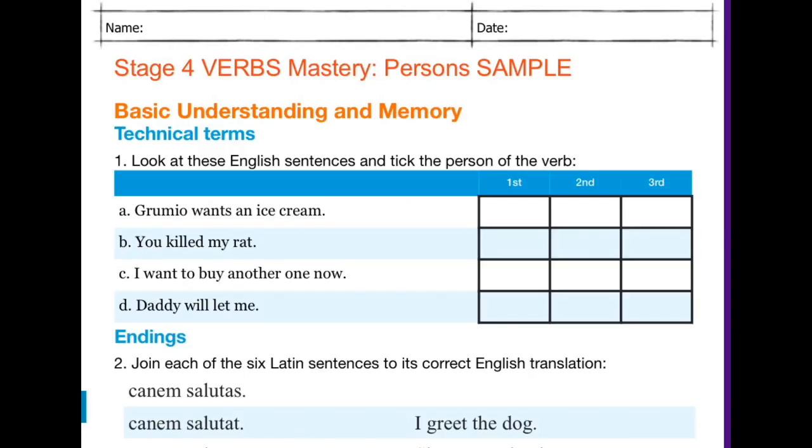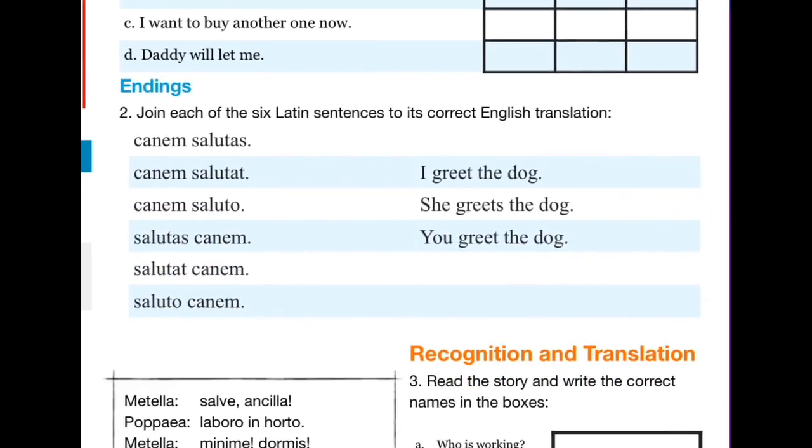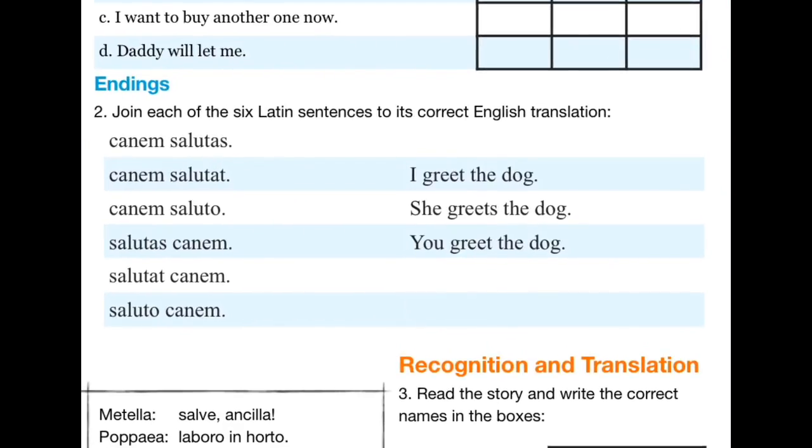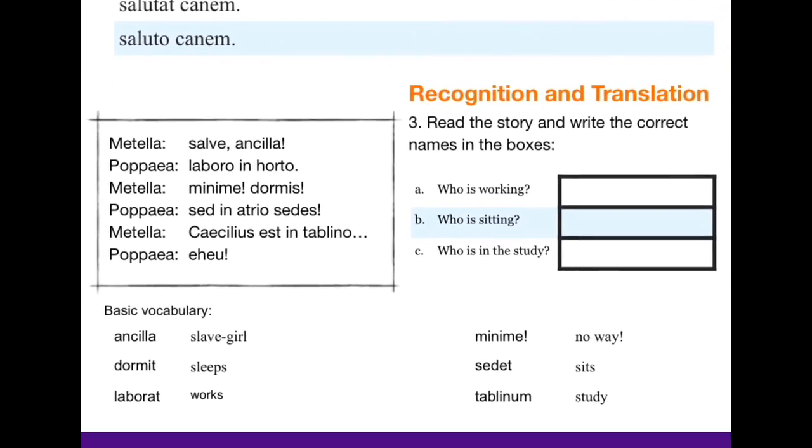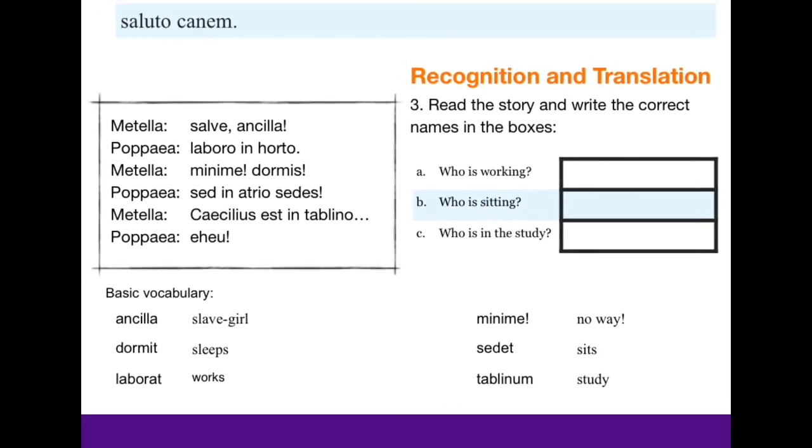Okay, just a quick overview. The first section is about the persons of verbs, whether they're first, second or third. Second one is how you translate those, so which one of these means I, which means you, which means she or he. And the bottom one is quite fiddly, a little story, and you have to use your skill and judgment to work out who's doing the three actions or the three things in this story, and there's some vocab at the back to help you.